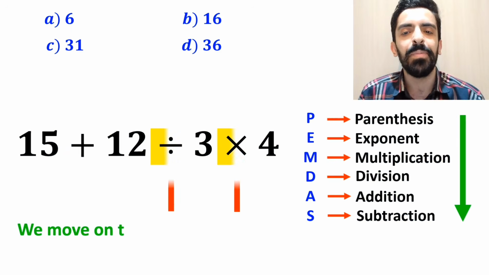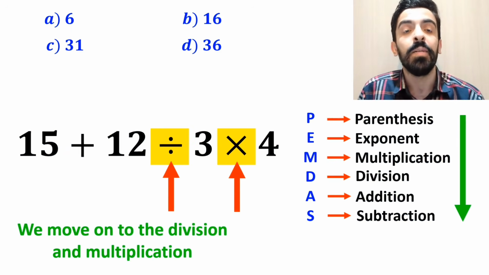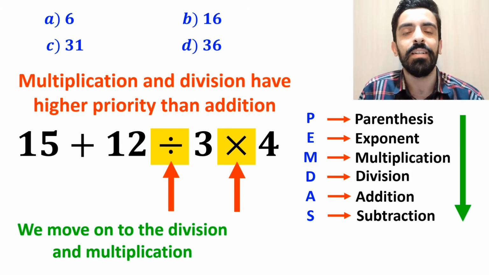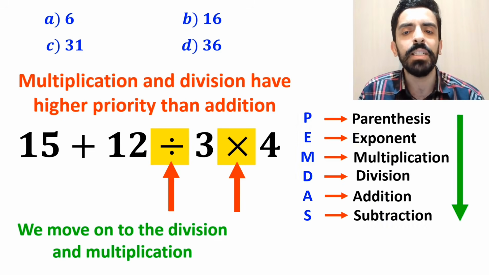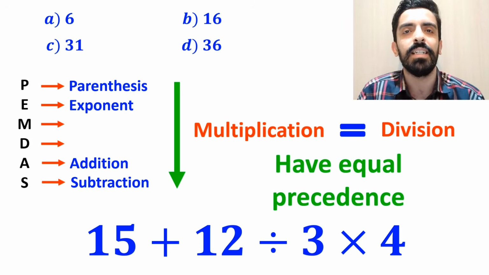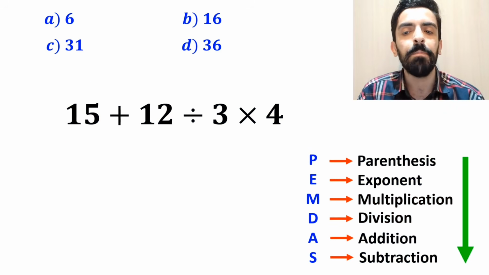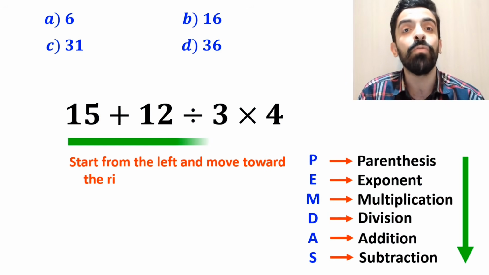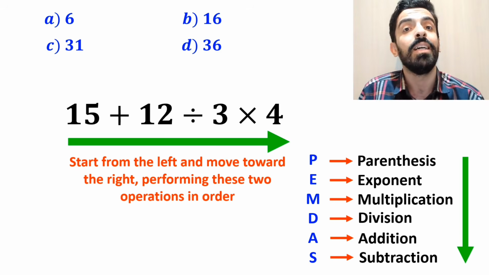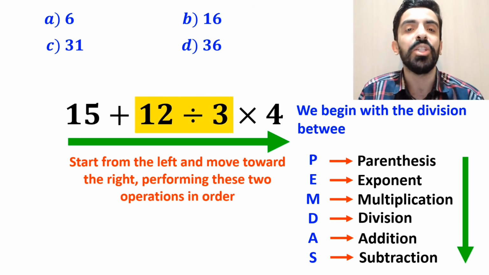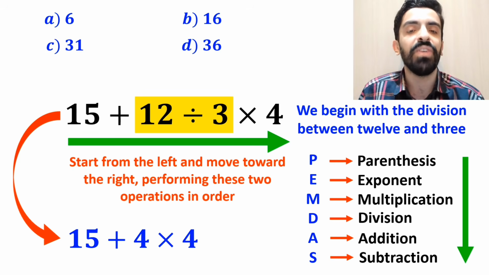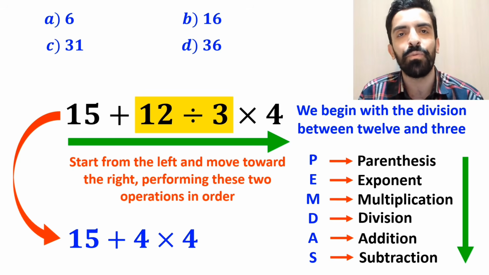And the next step, we move on to the division and multiplication, because multiplication and division have higher priority than addition. However, it's really important to understand that multiplication and division have equal precedence. In this situation, the best approach is to start from the left and move toward the right, performing these two operations in order. So, we begin with the division between 12 and 3. And instead of this expression, we can write 15 + 4 × 4.